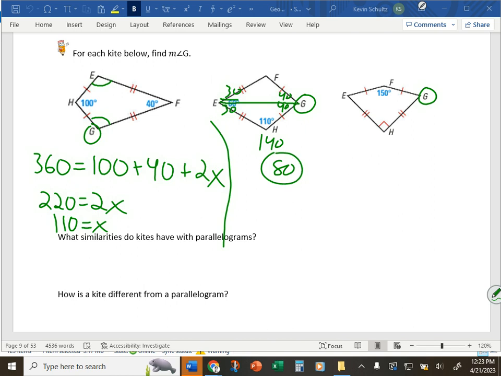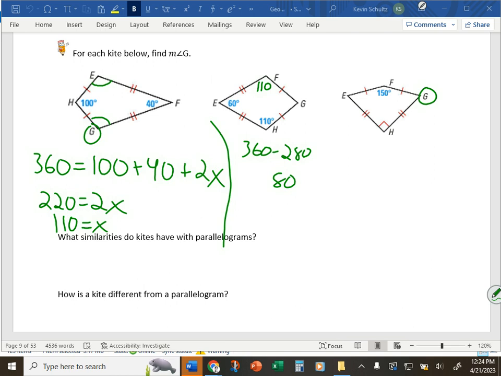Alright, so I have an easier one. So I saw 110, and I know that the one pair of opposite angles is congruent. So the other one is 110. 220 plus 60 is 280, and I did 360 minus 280. Got 80. So our two 110 degree angles, 220 degrees total, plus our other mark 60 is 280. 360 minus 280 equals 80 degrees.